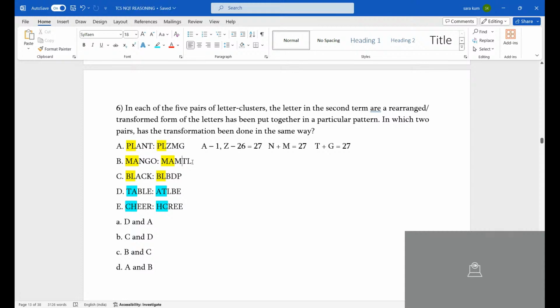So the logic is the same, right? I'll write that also here: N plus M is equal to 27, G plus T is equal to 27, and O plus L is equal to 27. So here also A plus Z is equal to 27. So these are the two. So A and B are the correct options, guys. But you could see it is not the case here. A, B, it is the next letter. C, D is the next letter. K, P is not even the next letter. I don't know what logic this is. This is not the answer. So A and B are the correct answers here.